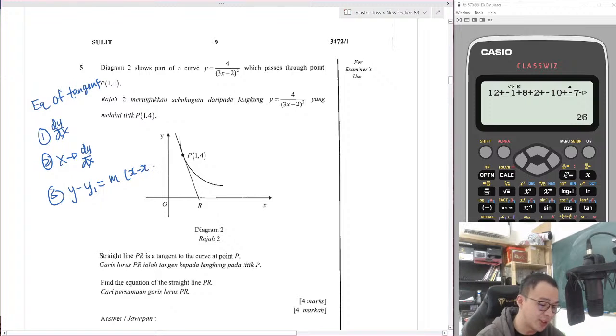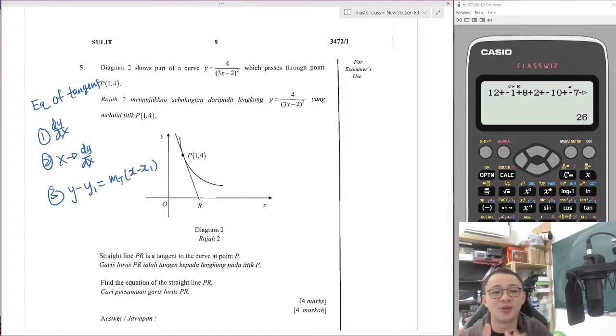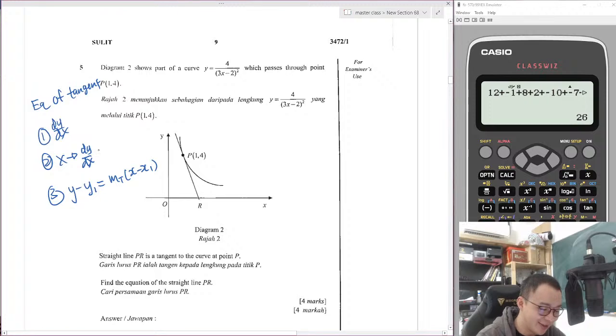Because this is the equation of a tangent, the m will be the gradient of the tangent. How to get the gradient of the tangent? Basically, after you sub your x value into dy/dx, you are getting the gradient of the tangent. So you just follow these steps. What I want to do right now is the first step, the dy/dx. So you see how I do the dy/dx.